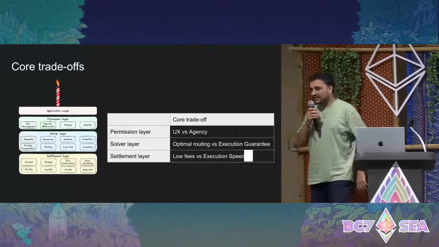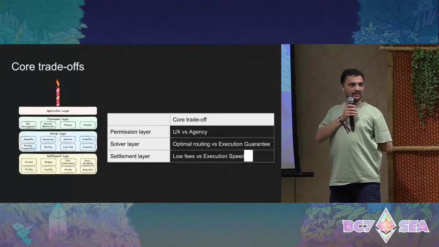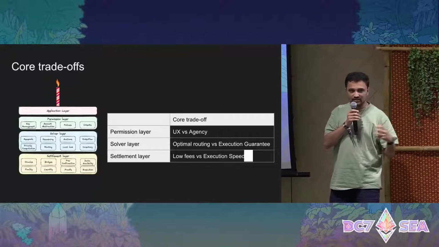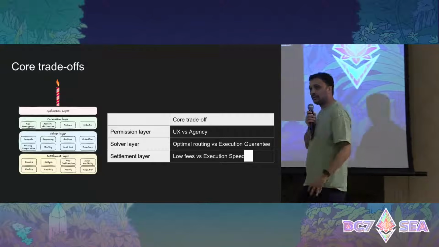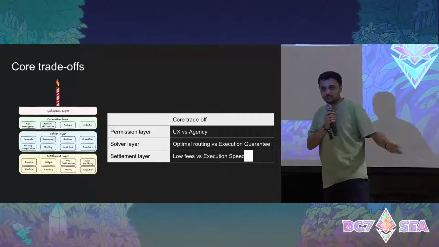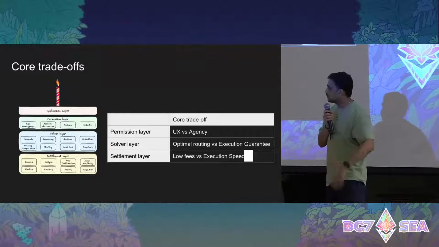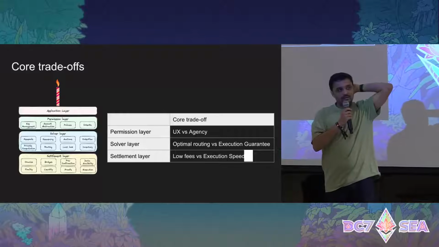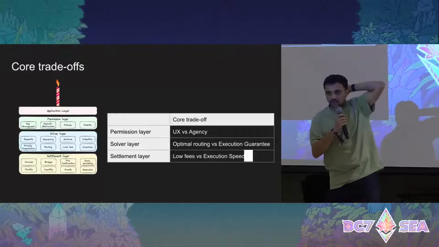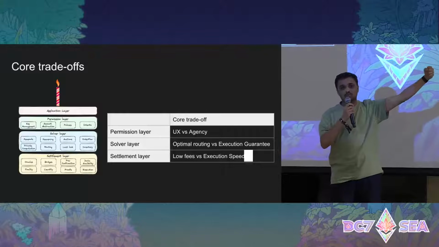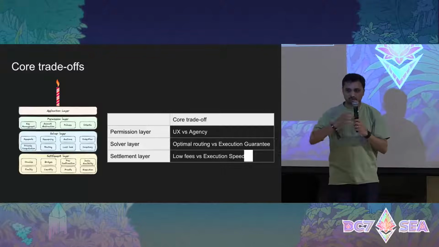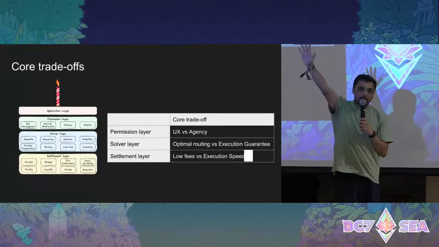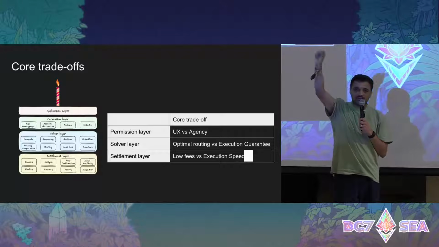Okay, so let's look at the core trade-offs that each of these layers are trying to optimize for, and what decisions the players in these layers of the cake make. You get different properties of your application. The core trade-off that the permission layer is trying to decide on is between UX and user agency. You have one set of users who use hardware wallets, who verify the transaction hash, that the hash they're signing on the hardware wallet matches the thing that they see on MetaMask or some other wallet.